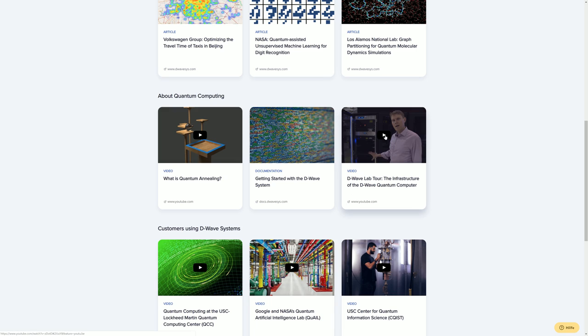So let's take a tour of the D-Wave quantum computer. And ladies and gentlemen, please look very carefully. This is how a so-called quantum computer in today's time looks like. Let's just have a look for the moment, okay?